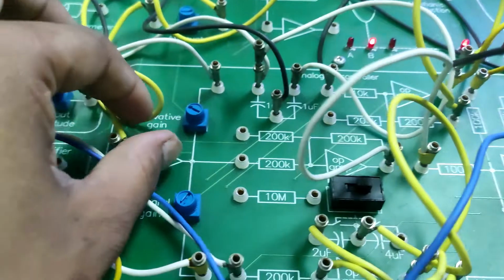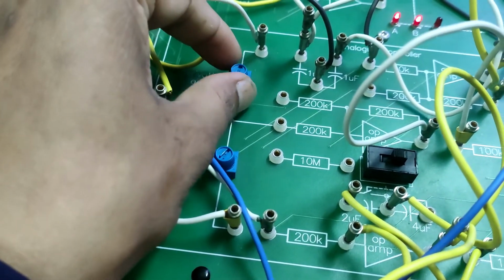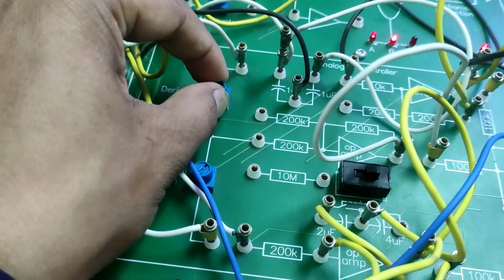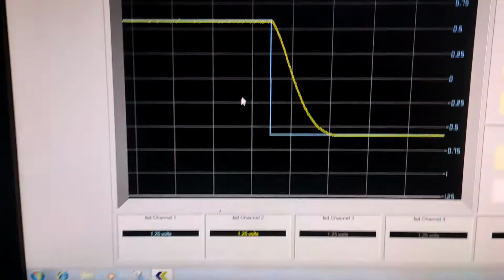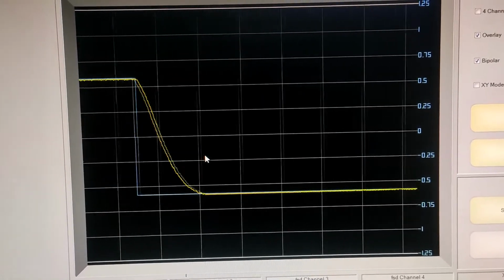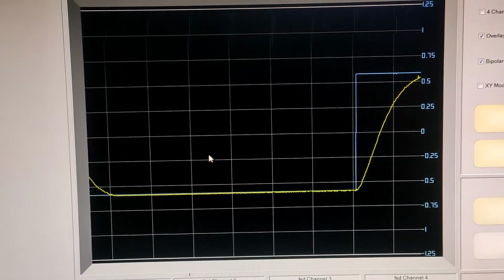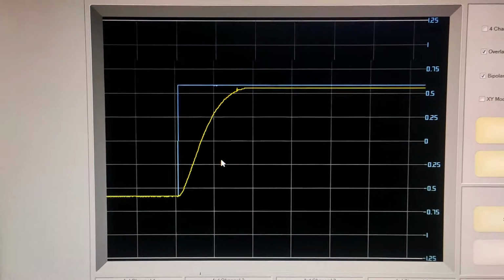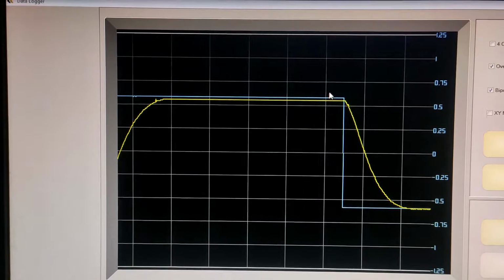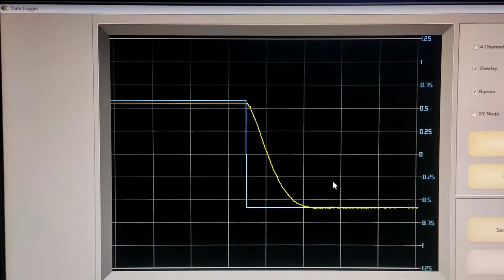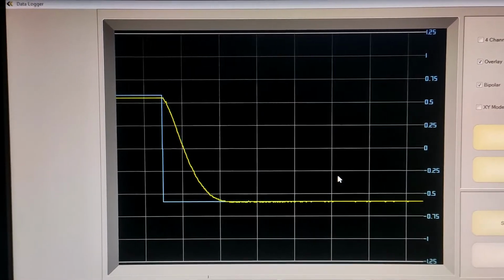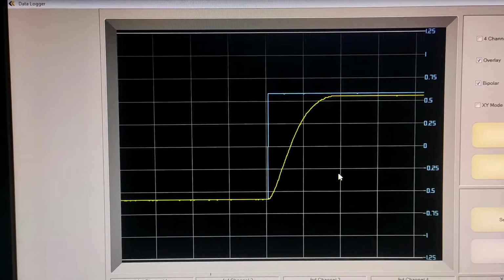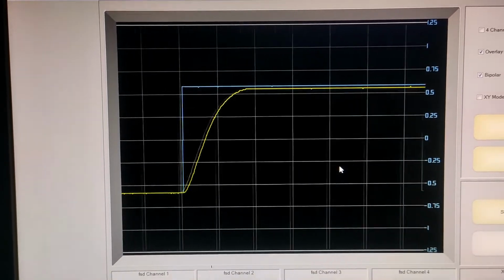Again, if you increase the derivative gain more, this is the response. Almost it is following the input signal, but still there is some steady state error, okay. Steady state error is there. For that we are trying to add the I controller with this PD.